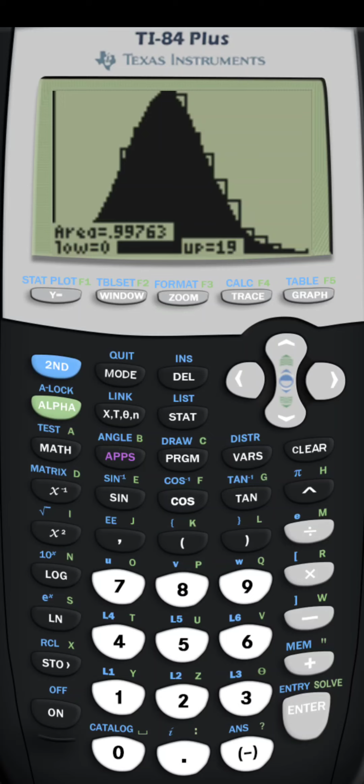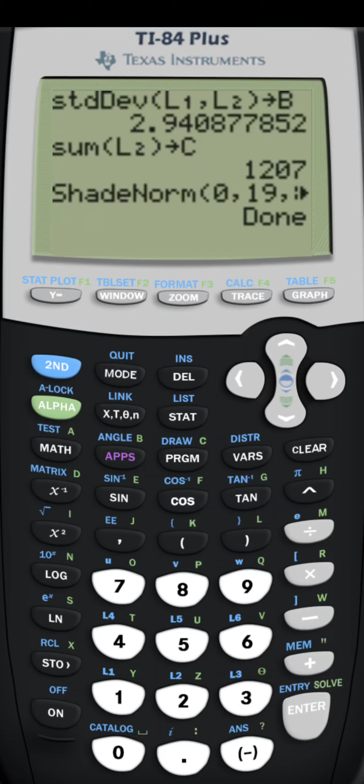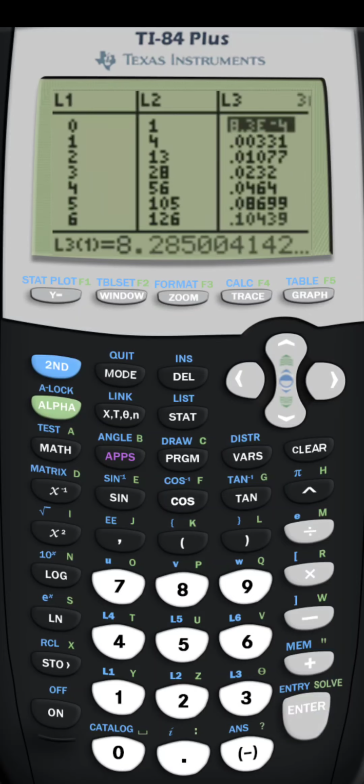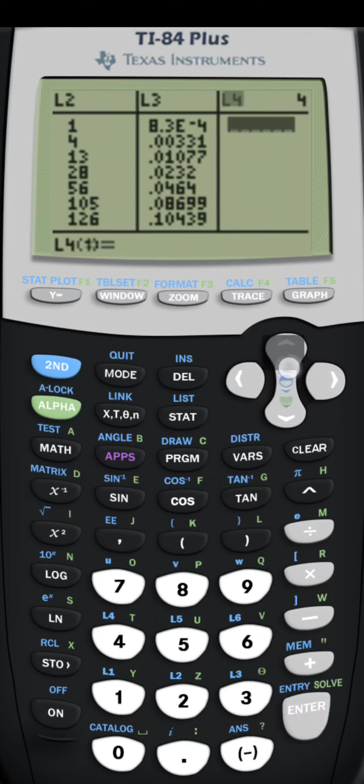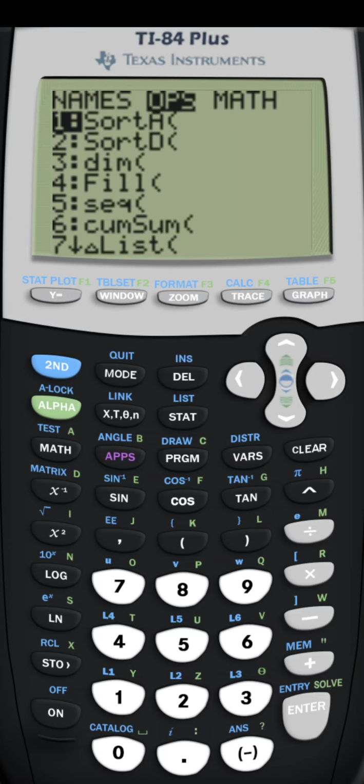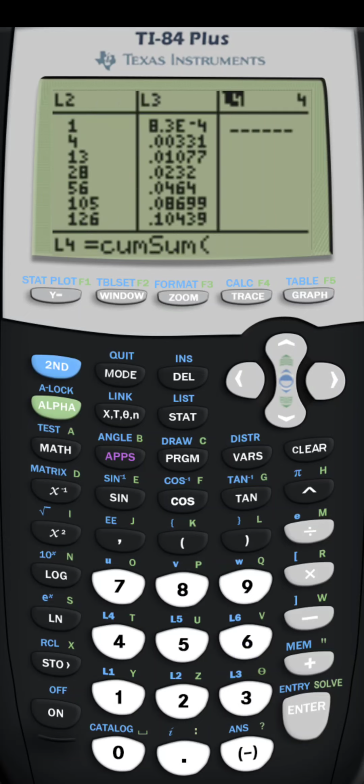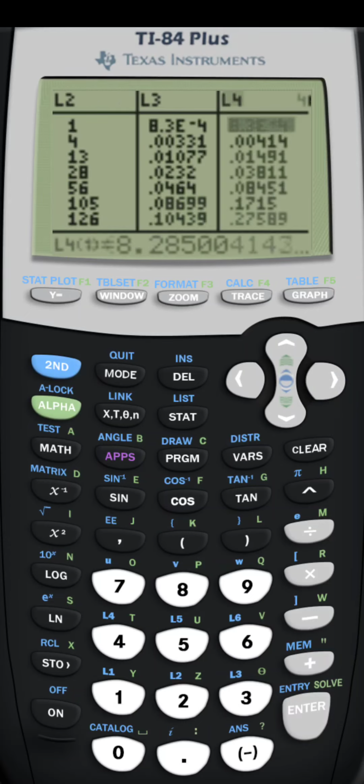Now, the other part of this is looking at the CDF. So, in order to do that, we need to approximate the CDF. So the CDF, remember, is just the cumulative frequencies. So we're going to create a new column here, and we're going to add up all of the frequencies in L3. So that, remember, is one of the list functions here, the cumulative sum, and you just pass in L3.